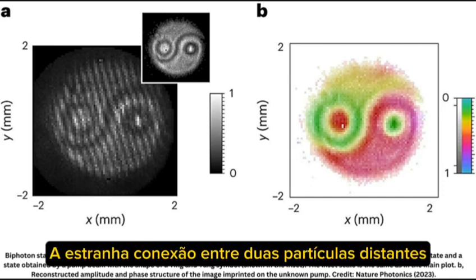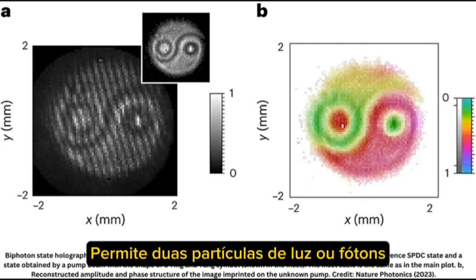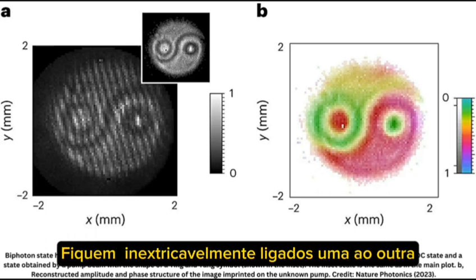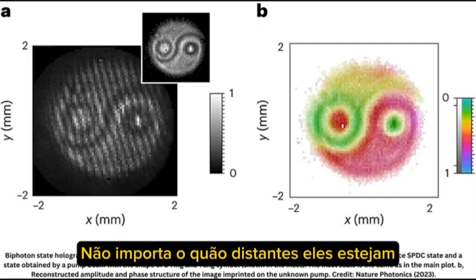Quantum entanglement, the weird connection between two far-apart particles that Albert Einstein objected to as spooky action at a distance, enables two light particles, or photons, to become inextricably bound to each other, so that a change to one causes a change in the other, no matter how far apart they are.